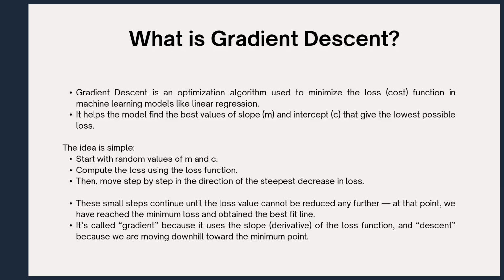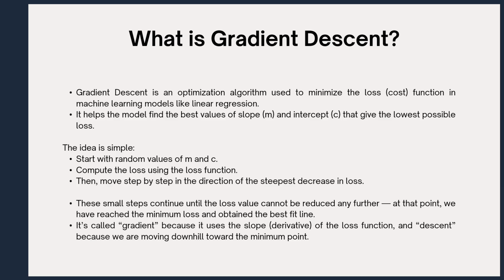The idea is simple. Start with random values of m and c. Compute the loss using the loss function. Then move step by step in the direction of the steepest decrease in loss. These small steps continue until the loss value cannot be reduced any further. At that point, we have reached the minimum loss and obtained the best fit line.